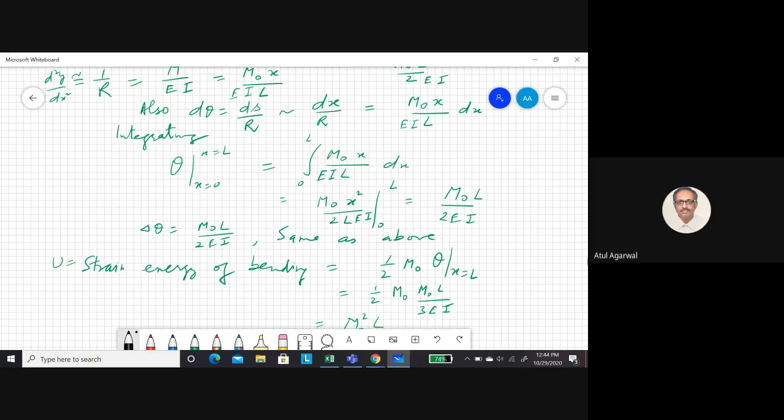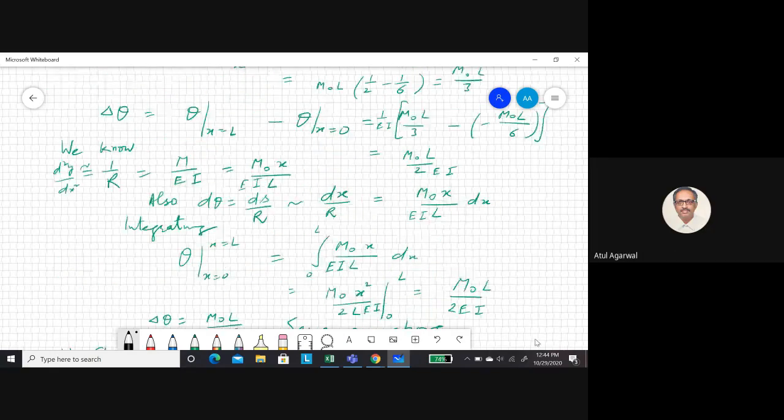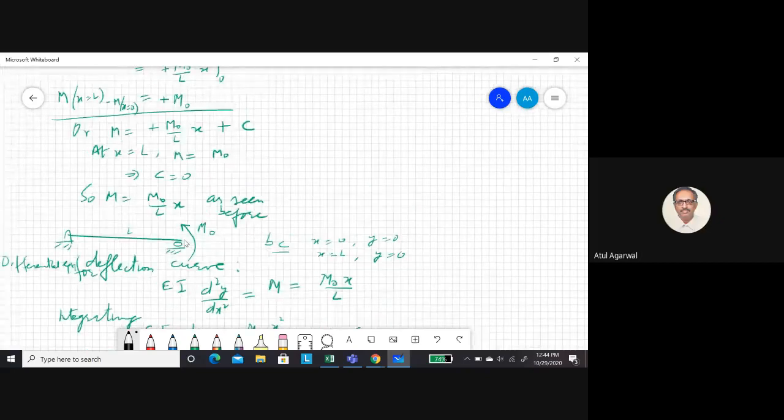Yes, sir. How do you find the strain energy of bending here? Sir, half. Suppose I tell you the rotation of this cross-sectional plane. Can you find the strain energy of bending then?